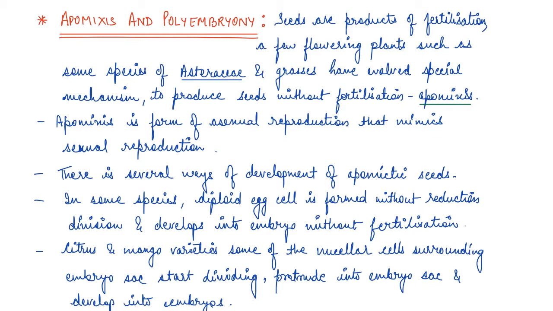Now in such species, each ovule contains many embryos, okay, and that is known as polyembryony, as in there are many embryos present in each ovule, right? So there is occurrence of more than one embryo in a seed, and that is known as polyembryony, right?